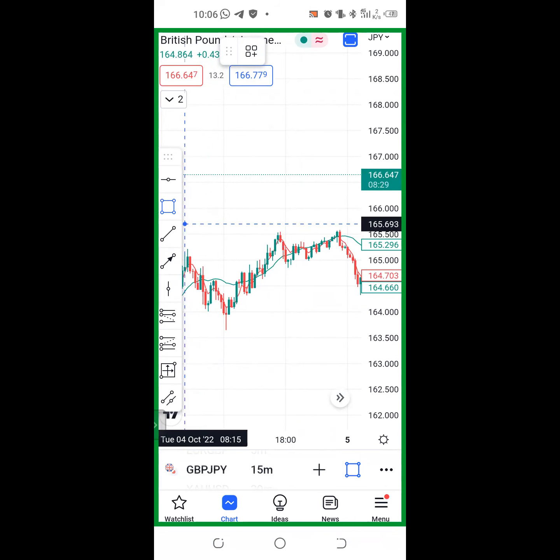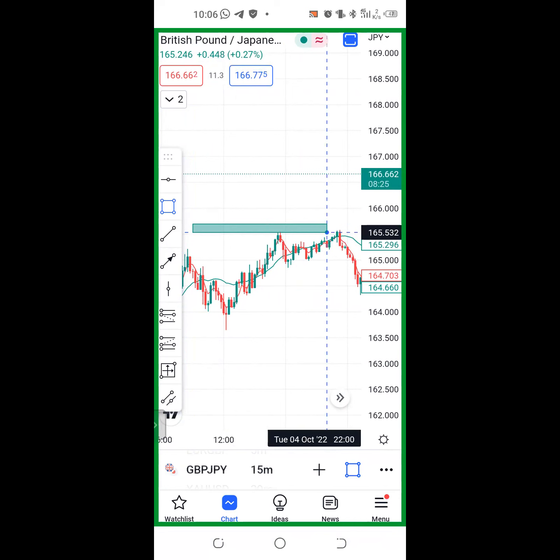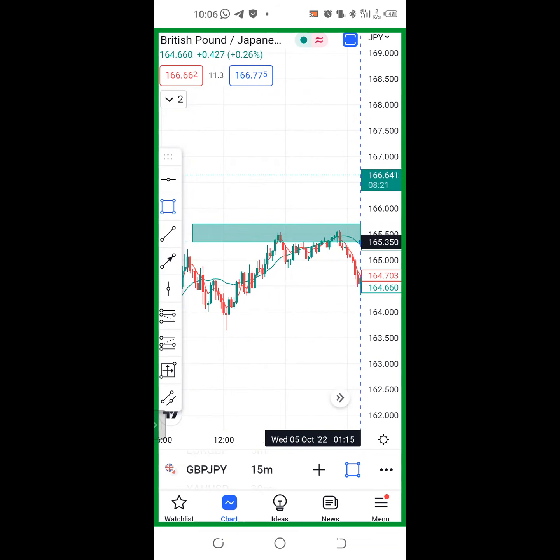Prediction is like gambling. I want to predict where the price direction is going. You are not a fortune teller now. So I draw my zone. Okay, respect yourself. I'm trying to target that double top, right?